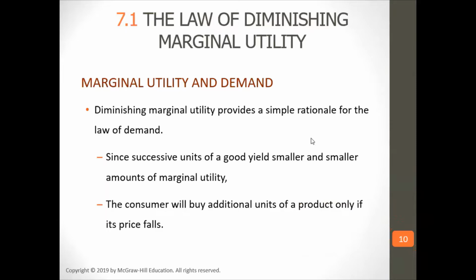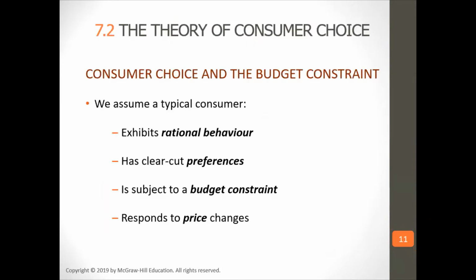Since successive units of a good yield smaller and smaller amounts of marginal utility, the consumer will buy additional units of a product only if the price falls. So we assume a typical consumer exhibits rational behavior, has clear-cut preferences, is subject to a budget constraint, and responds to price changes.